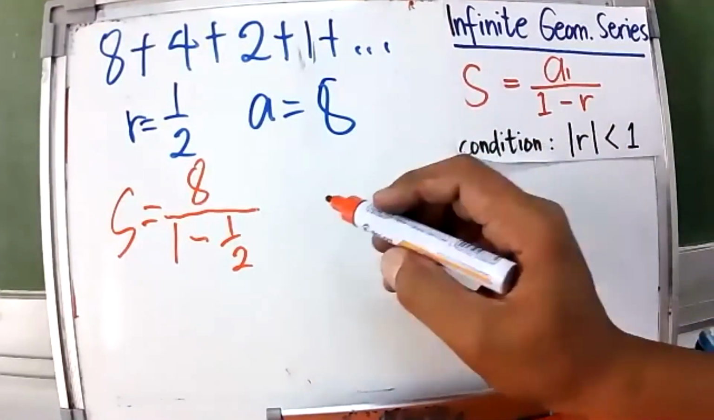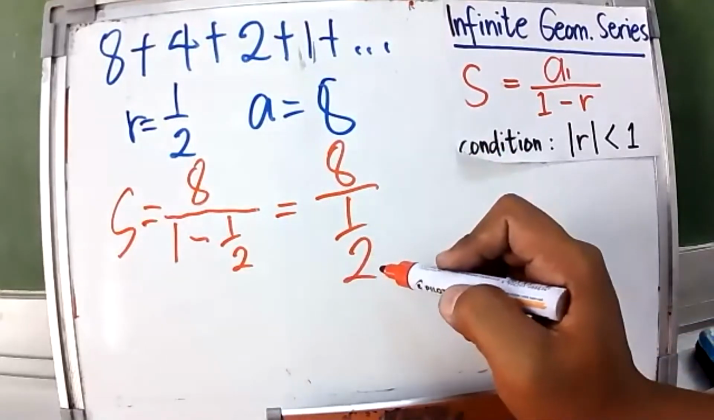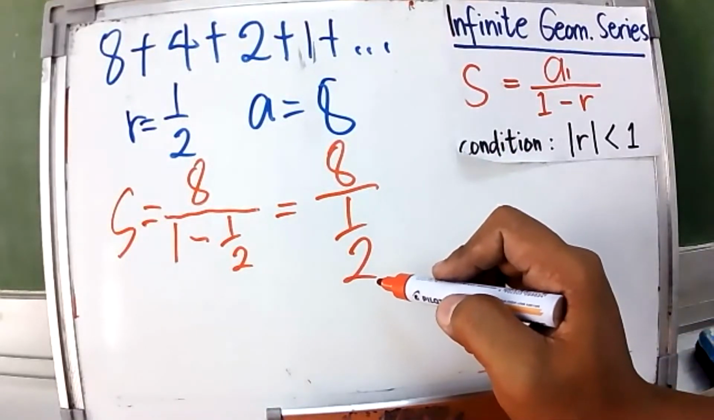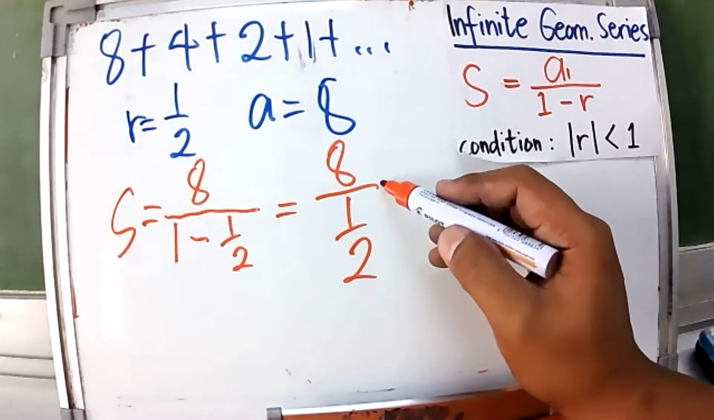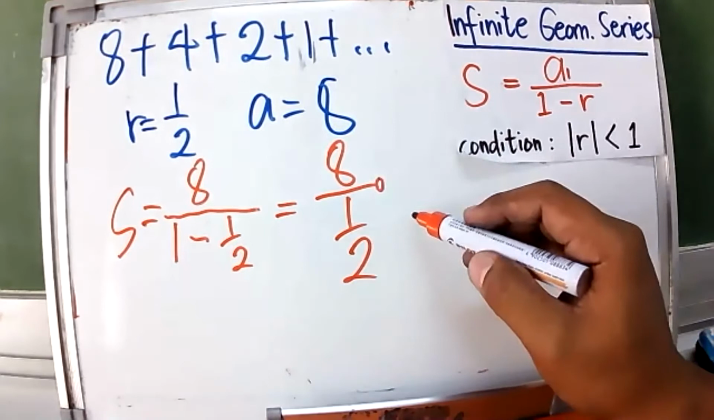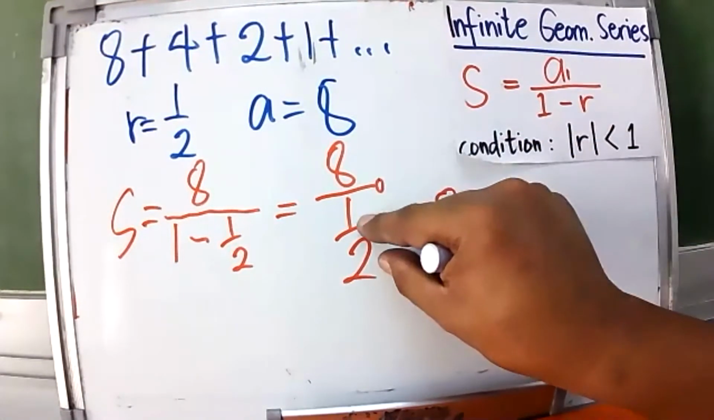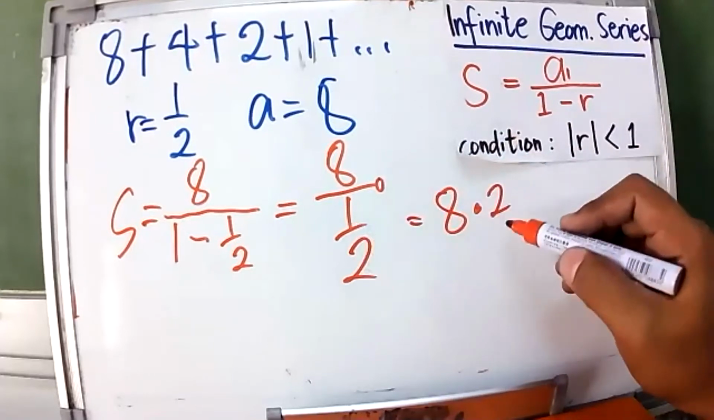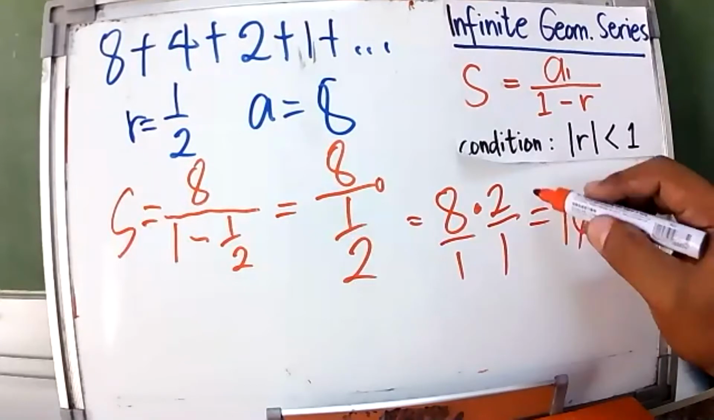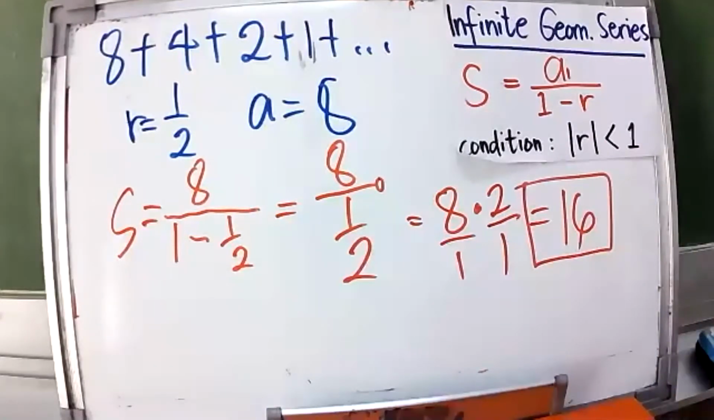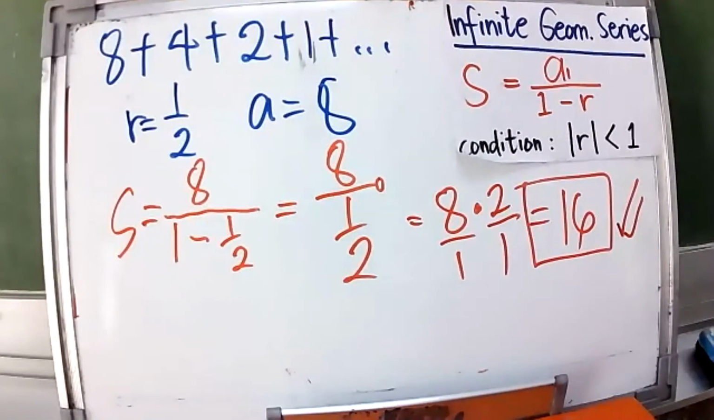Okay? And then 8 over 1 minus 1/2 is 1/2. When you press it in your calculator, you can solve it immediately. But if you want to solve it here, this becomes 8 times the reciprocal of 1/2, that becomes 2 over 1. And when you multiply it, that becomes 16. Okay? And that is the sum of our infinite geometric series.